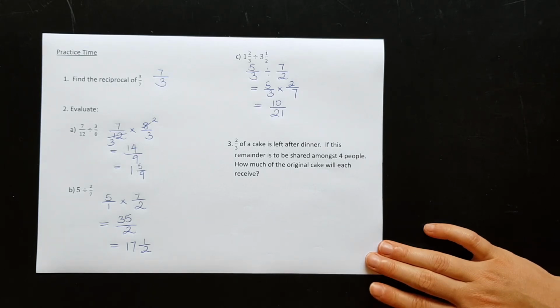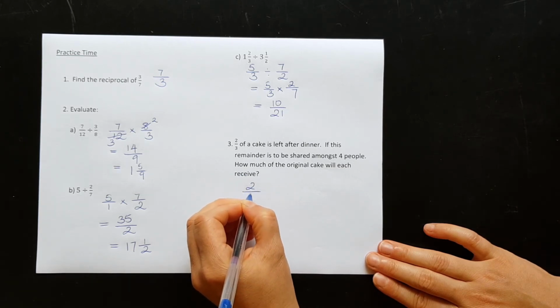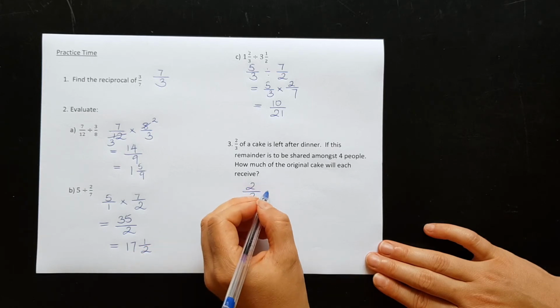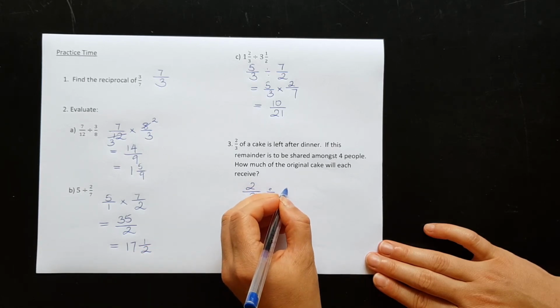Last one, number 3. 2/3 of a cake is left after dinner. If this remainder is to be shared amongst 4 people, how much of the original cake will each receive? So there's 2/3 of the cake left, and you want to share that between 4 people. Sharing is the same as dividing. You want to divide it by 4 people.